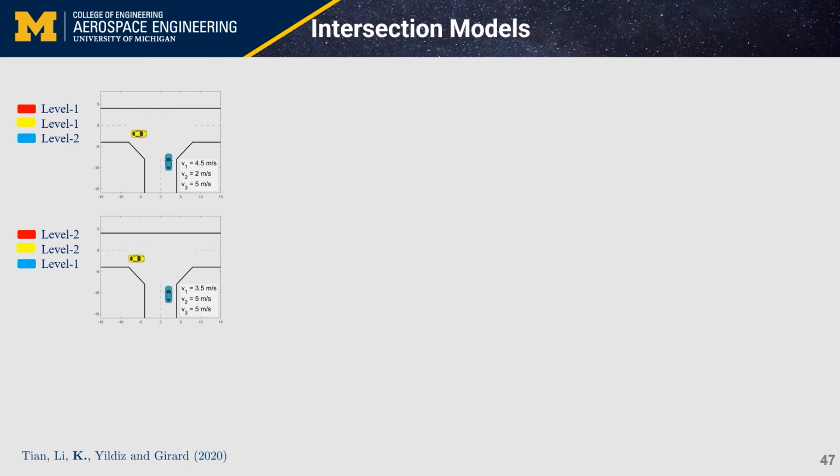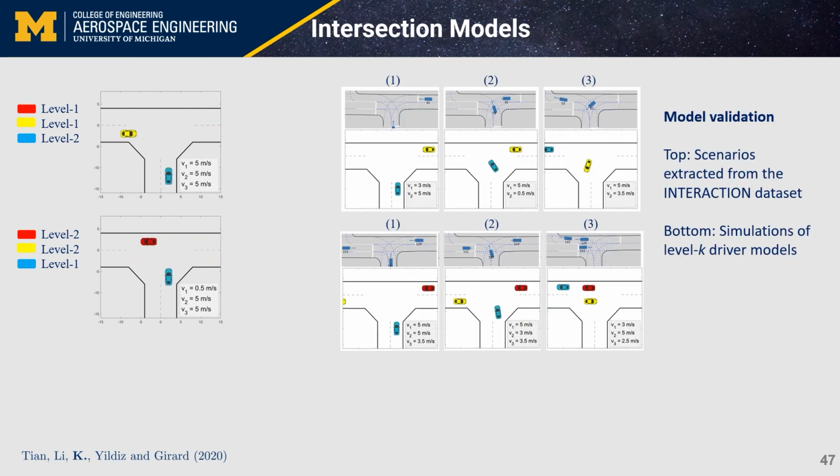Intersection models, intersection scenarios, you could also train level K drivers for this type of scenarios. So here we have this blue car, which could be level 2 or level 1. And then you could see its aggressiveness. If it's level 1, it's not very aggressive. It waits for everybody before taking the maneuver. And if it's level 2, it's more aggressive and goes through this intersection.